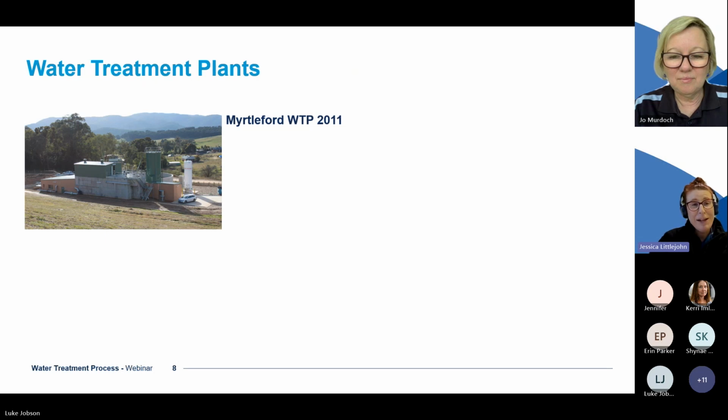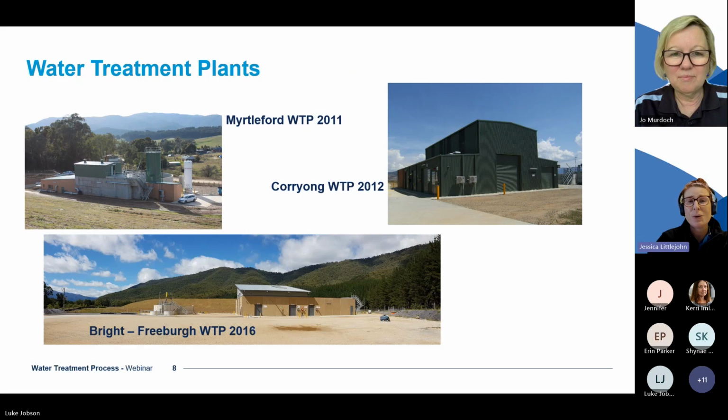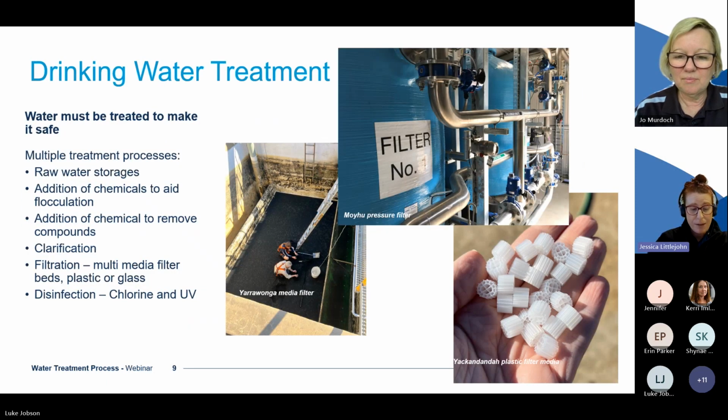As I mentioned before, we manage 21 water treatment plants, and shown here are 3 of our most recent plants: Myrtleford, which was constructed in 2011, Corryong in 2012, and Bright in 2016. Across our organisation, we invest heavily in ensuring we are creating safe drinking water, and we're constantly upgrading our infrastructure based on emerging risks and changing guidelines. We've got significant further investment over the next price period to add further treatment processes to our water treatment plants, such as installing UV reactors.